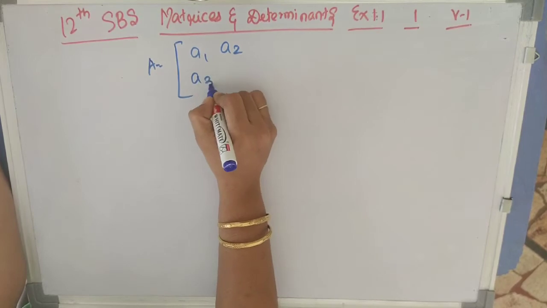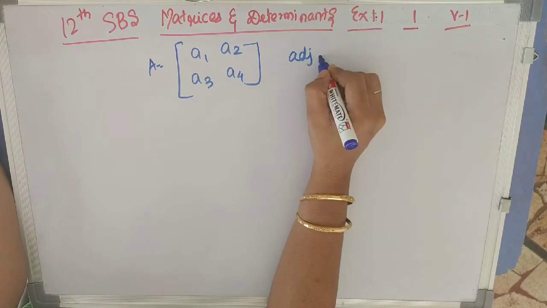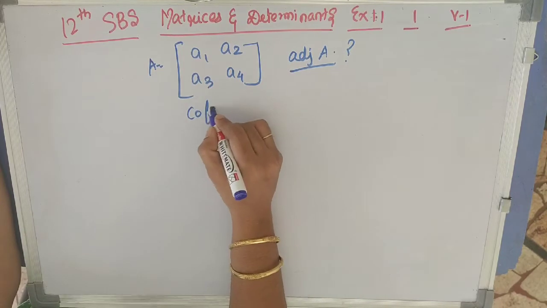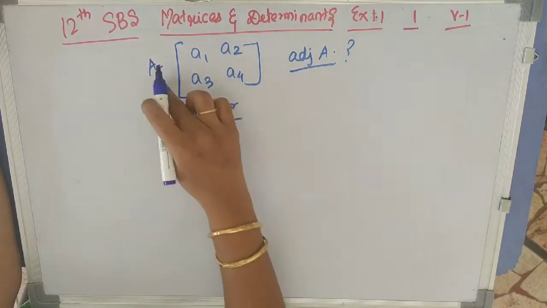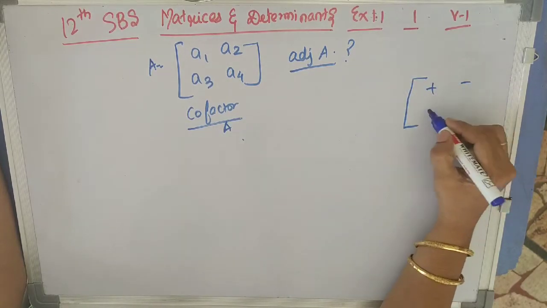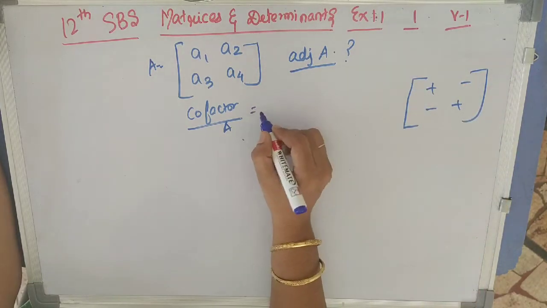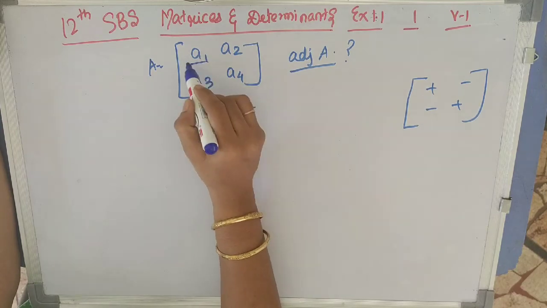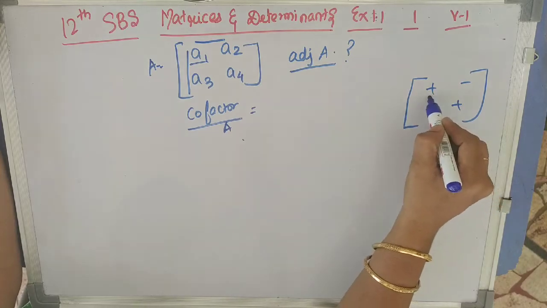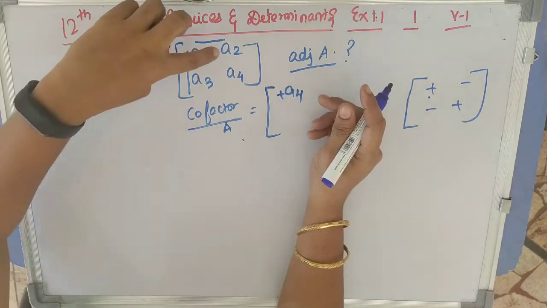Let's take a matrix A1, A2, A3 and A4, and if we want to find the adjoint of A, how can we do that? First we have to find the cofactor of A. Before finding adjoint A, we need to find the cofactor of A. There is a sign convention for cofactor, that is plus minus minus plus for a 2 cross 2 matrix. First we find the cofactor of A1. A1 is in first row and first column, so neglecting that there is only A4. We use sign convention plus, so plus A4.